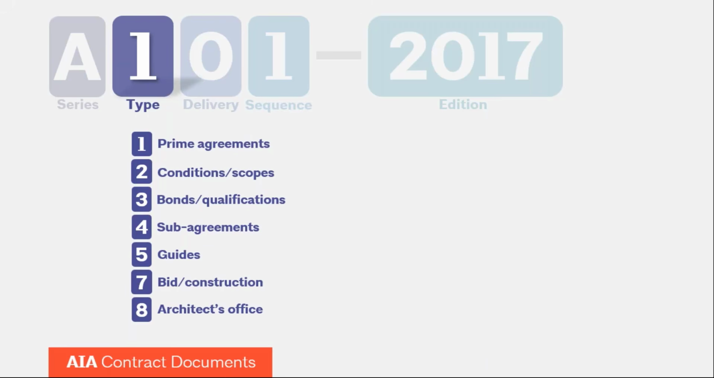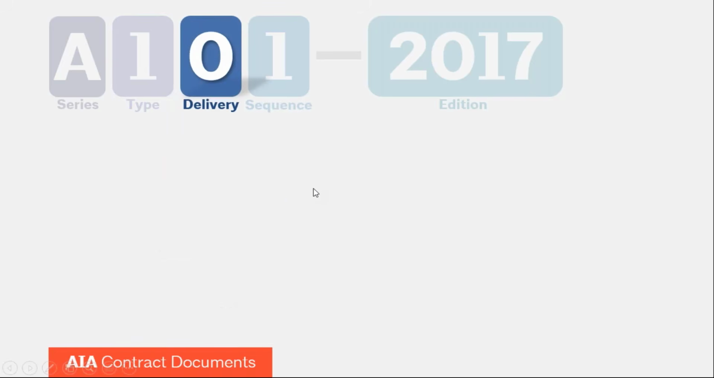Sub-agreements, as opposed to the prime agreements that have that 1. We also have different guides, bid and construction documents, and architect's office documents. So you can see we have a wide range of documents that are available, and that's defined by that second numeric there. Your third is going to be the delivery method of your project.